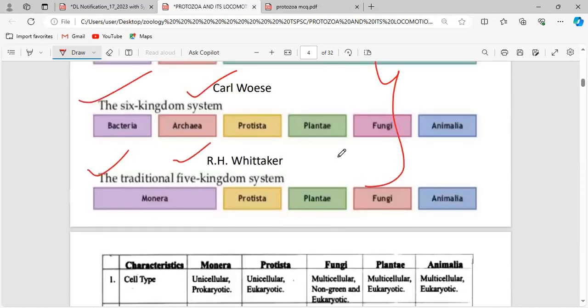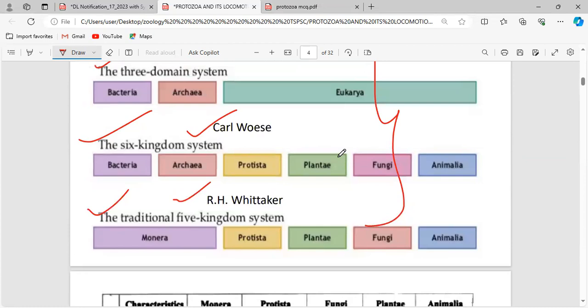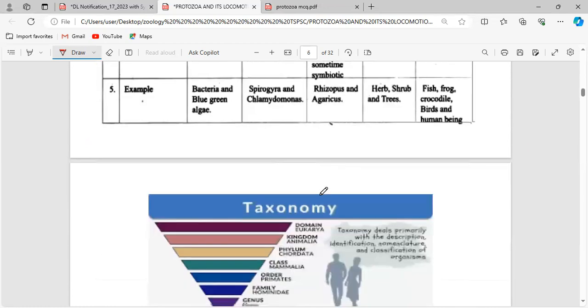Agaricus is an example of which kingdom? First, fungi. Agaricus is a species of mushroom. Okay, and fungi is the example of this kingdom.